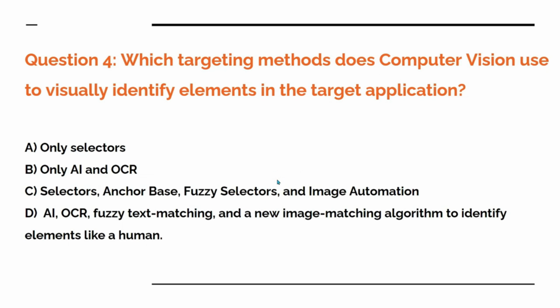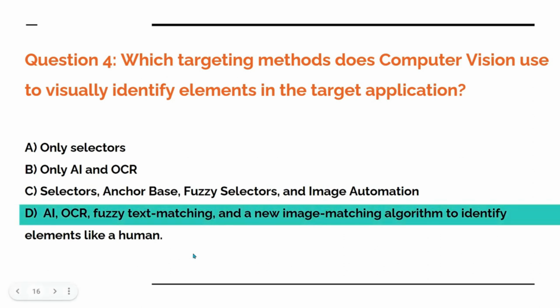Let's go to question number 4. Which targeting methods does computer vision use to visually identify elements in the target application? The options are: selectors only; AI and OCR; selectors, anchor-based, fuzzy selectors; and image automation, AI, OCR, fuzzy text matching and a new image matching algorithm. So out of this, which is the best answer? Please do comment question 4, what is your answer? All right, let me reveal the answer. The answer is D, AI, OCR. This also we have studied.